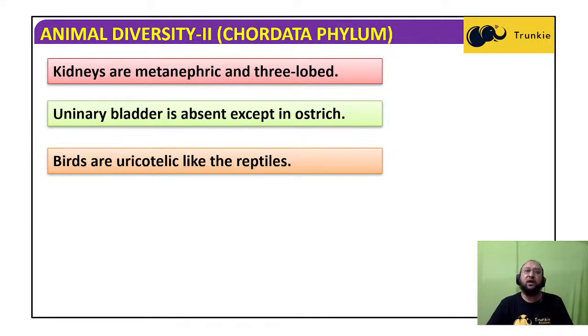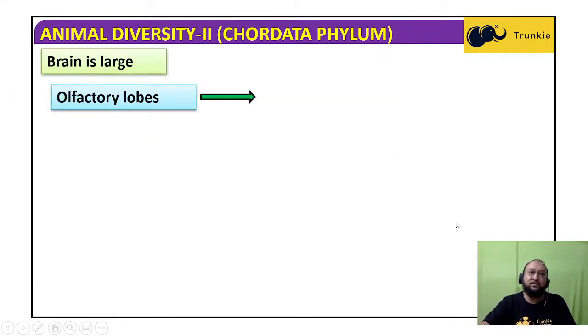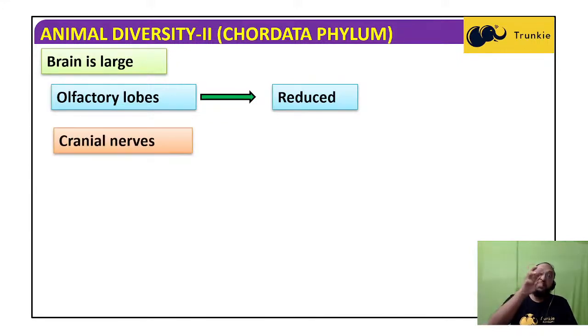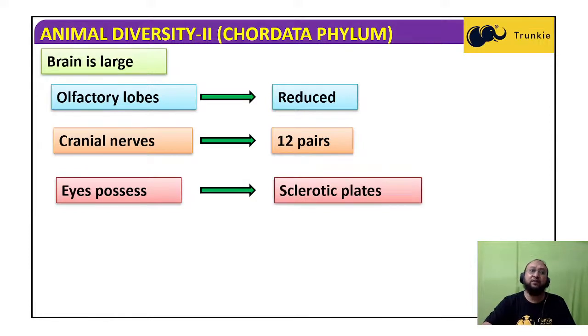Birds are uricotelic like reptiles, because if they store too much of it, when they discharge their stool it is very little in quantity and almost dry, not very liquid. That is to reduce the weight of the body. The brain is large, and well developed olfactory lobes are found, though reduced. Cranial nerves, 12 pairs. The eye possesses sclerotic plates.